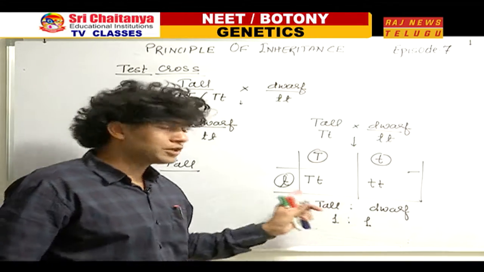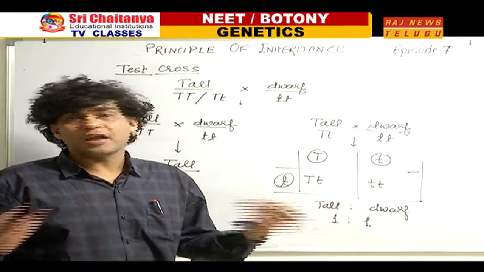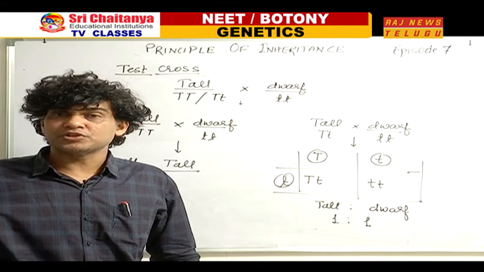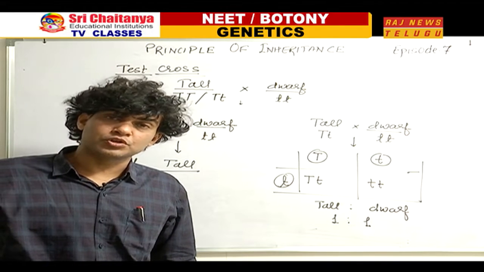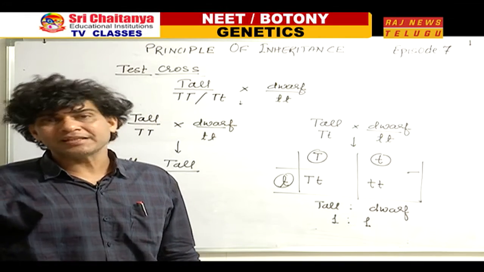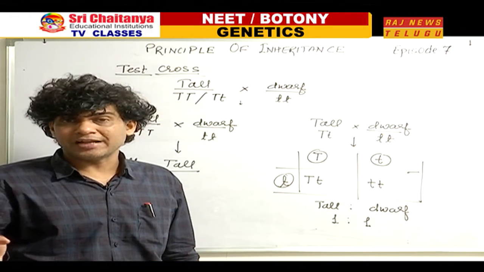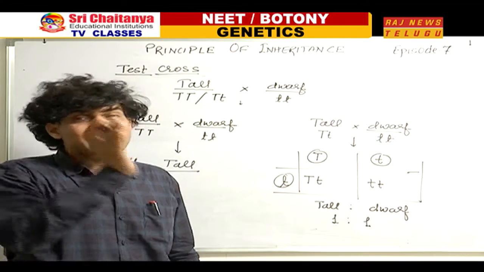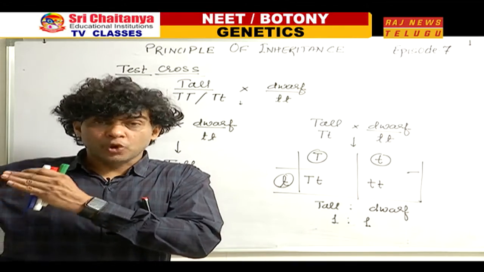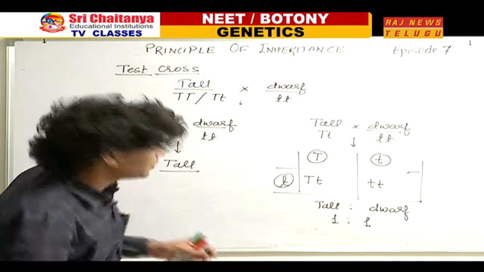If it gives rise to tall as well as dwarf in a 1:1 ratio, it represents that the tall plant was heterozygous. So on the basis of this, we can easily find out: if the same kind of progeny arises after the cross of the dominant phenotype showing plant with the recessive plant, it means it is a homozygous dominant. If both kinds of progeny, dominant phenotype and recessive phenotype, arise in a 1:1 ratio, that means the dominant plant is actually heterozygous dominant. In this way, for the dihybrid cross also we can find out.